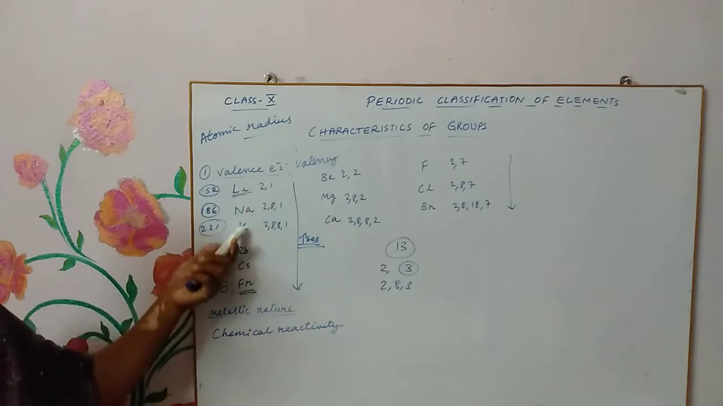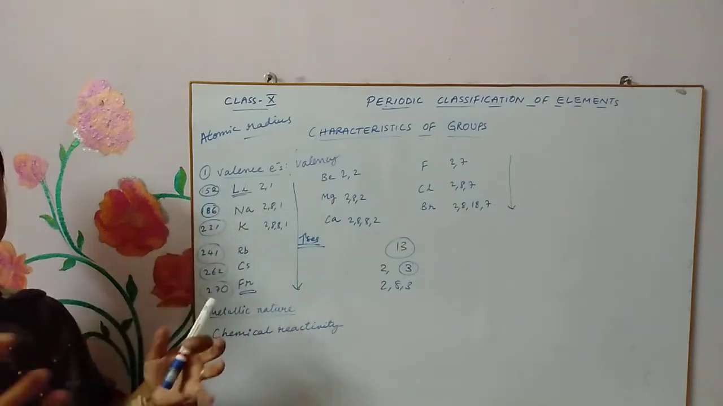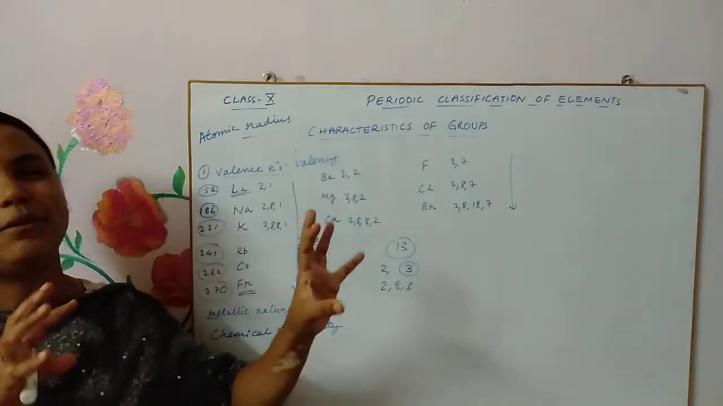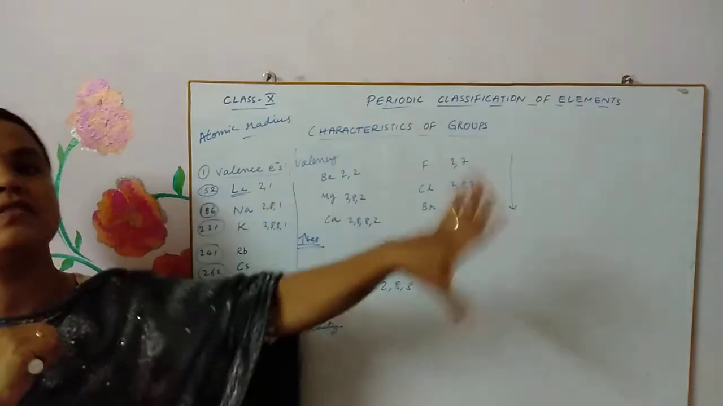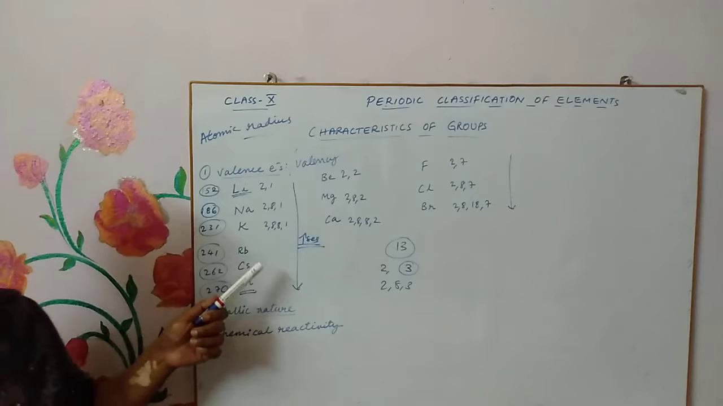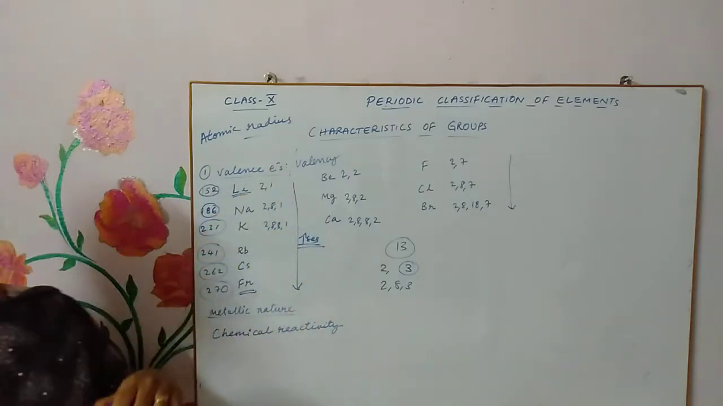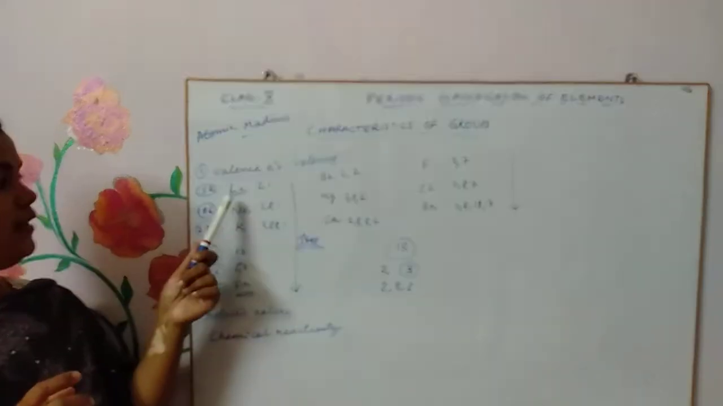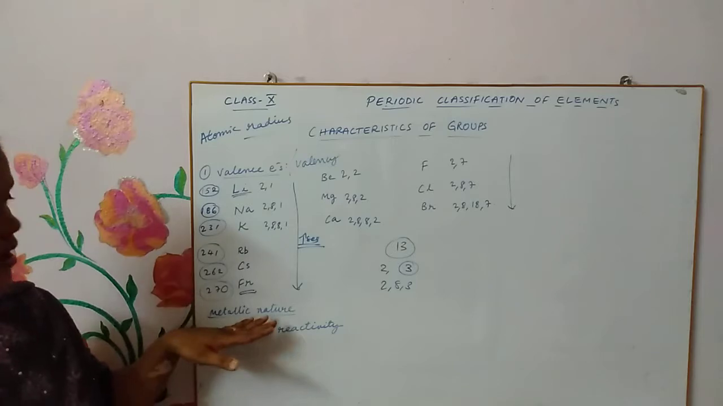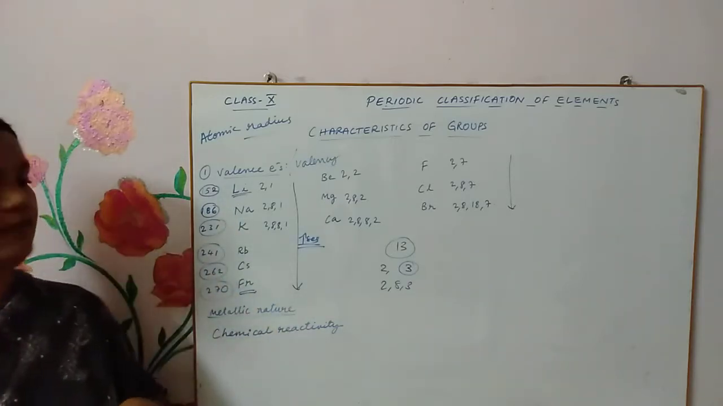So when you go from top to bottom, as the size gradually increases, the metallic nature also increases, because the nucleus is no longer able to hold that one electron, and so it easily gives it away. So the metallic nature of the group 1 elements increases from top to bottom, making francium the most reactive metal, with the most electropositive nature.